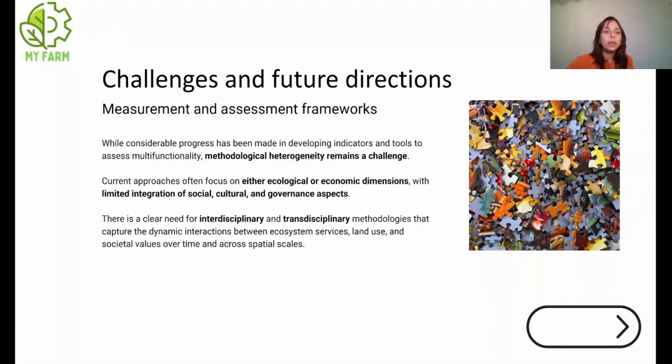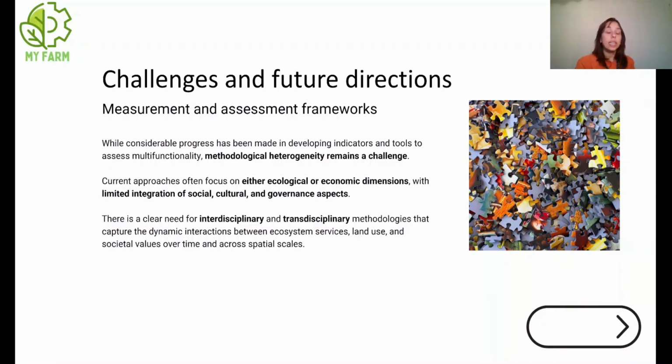Now, regarding measurement and assessment frameworks. While considerable progress has been made in developing indicators and tools to assess multifunctionality, methodological heterogeneity remains a challenge. Current approaches often focus on either ecological or economic dimensions, with limited integration of social, cultural, and governance aspects.